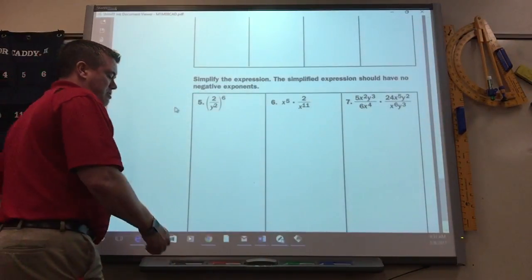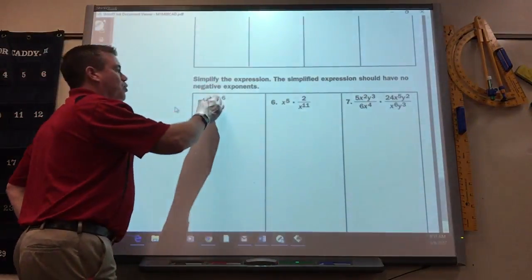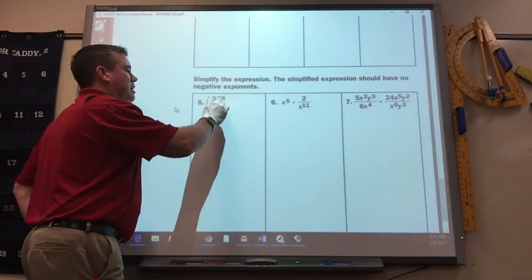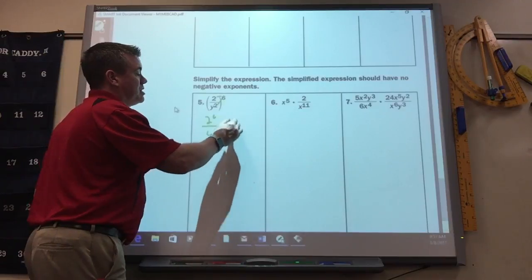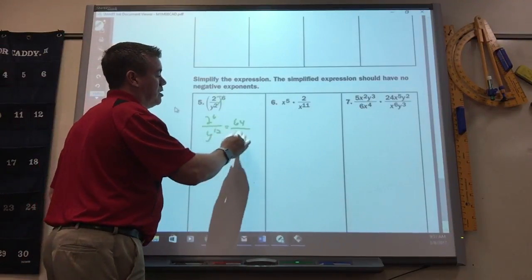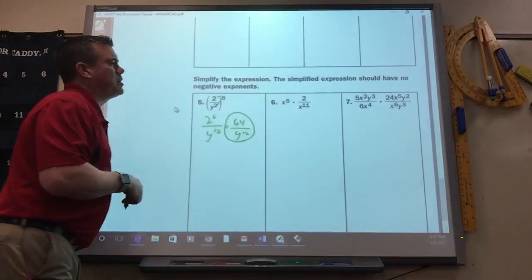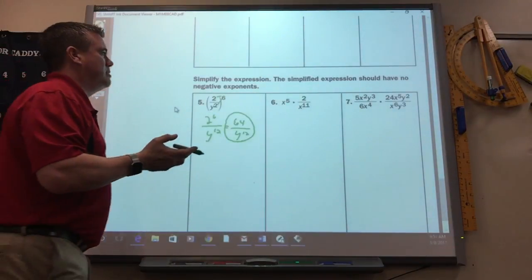So then the ones with just the variables, we have to take 2 to the 6th and y squared to the 6th. 2 to the 6th is 64, y to the 12th just stays there. It should have had more negatives in here, but that's alright.